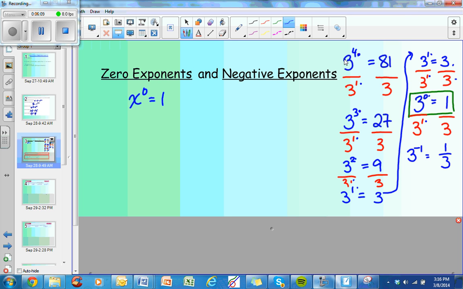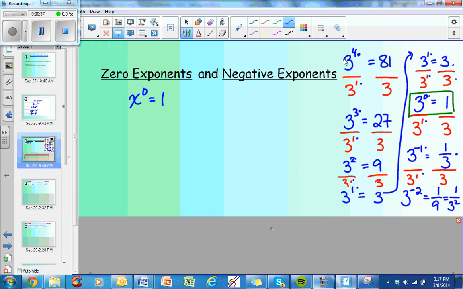We're coming up with a fraction right here. If I do this again, and I divide by 3 to the first, and divide by 3, I'm now going to get 3 to the negative second, because negative 1 minus 1 is negative 2, and over here I'm going to get 1/9. And another way to write that would be 1 divided by 3 squared.